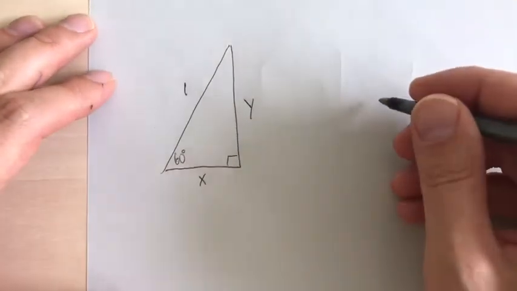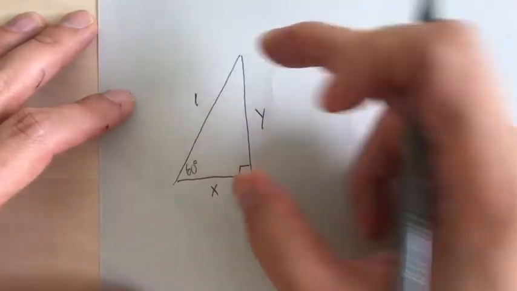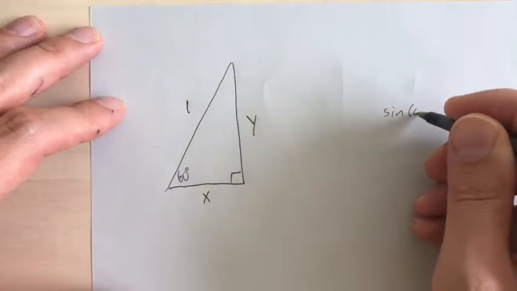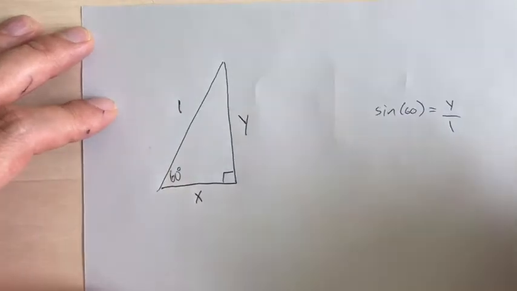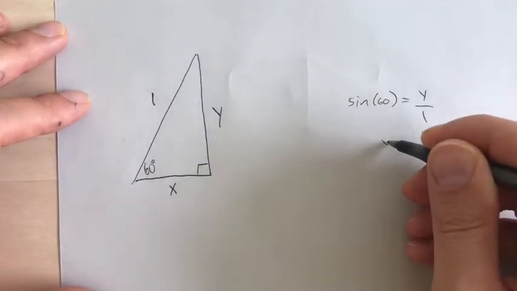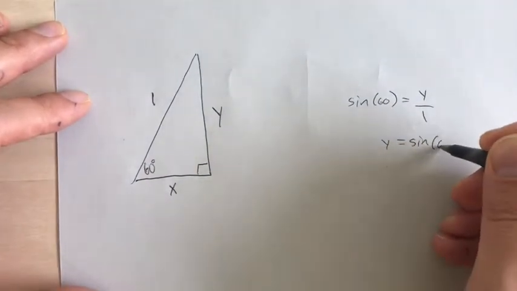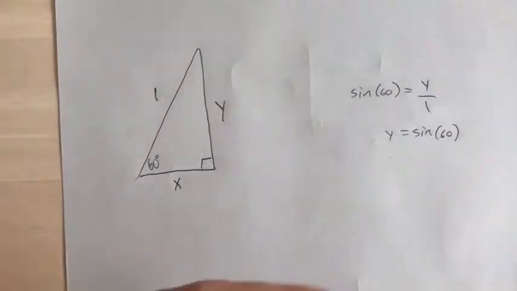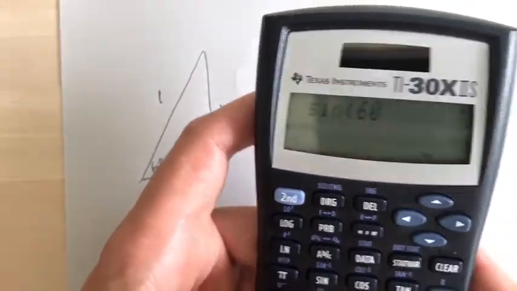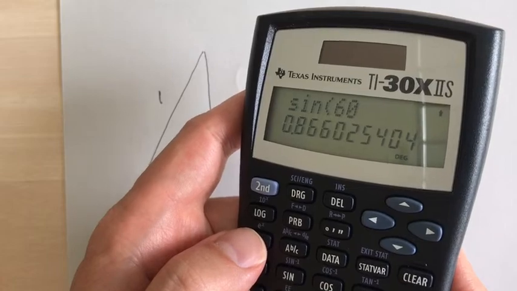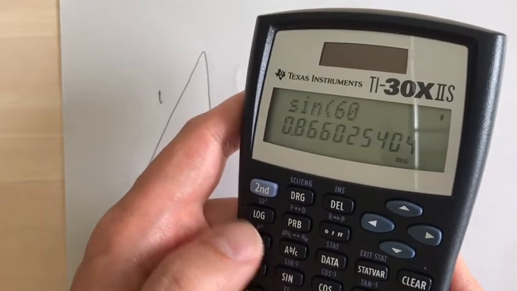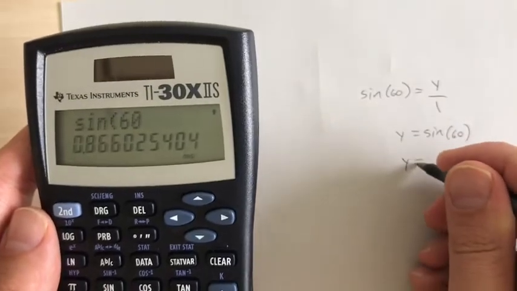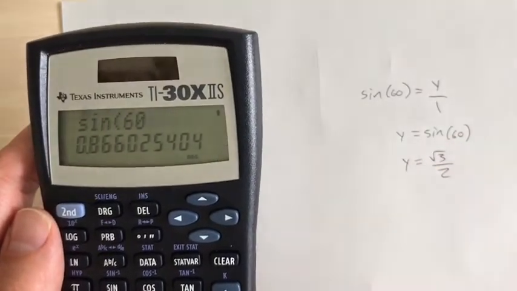Same as before, we can use sine to help us solve for this y distance. So sine of 60 equals opposite over hypotenuse. 1 times sine of 60, y equals sine of 60. Sine of 60 is 0.866, and if you remember, that's the number we got when we did cosine of 30. So really, sine of 60 ends up being that square root of 3 over 2 number.